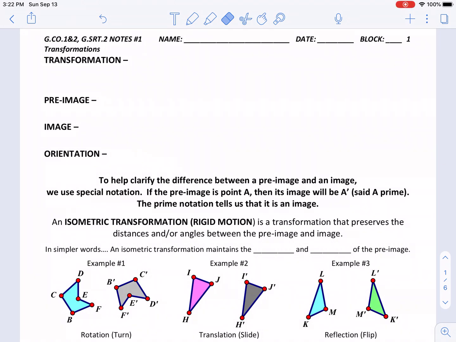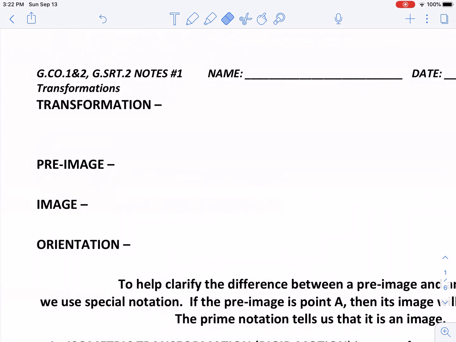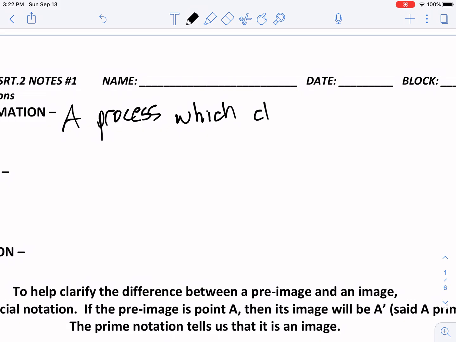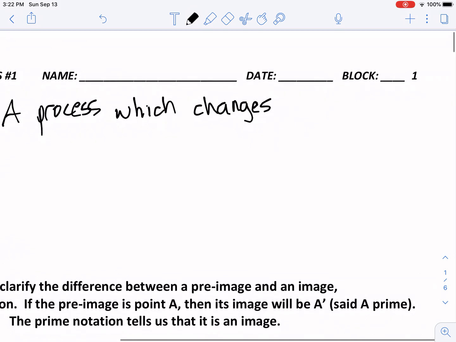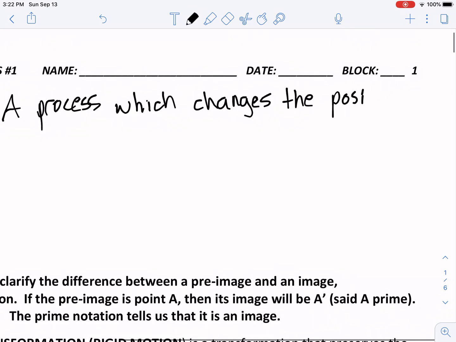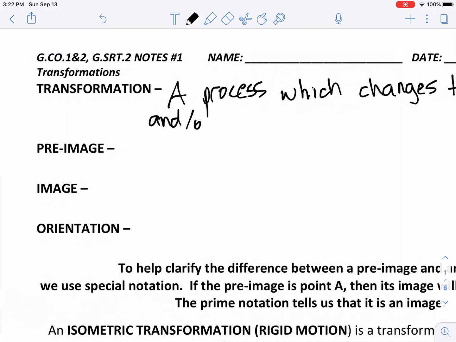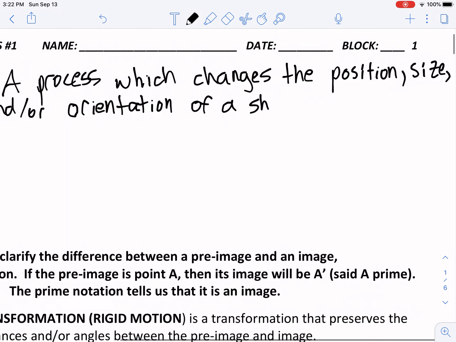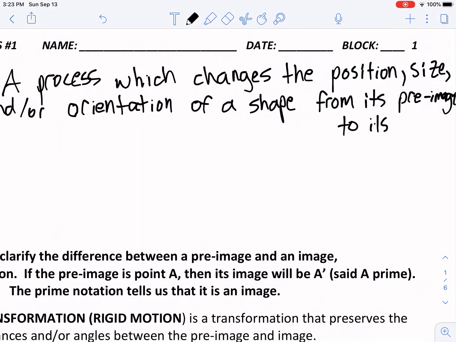All right, so what we're looking at here is transformations, okay? And what we mean by transformations, it's a process which changes the position, size, and or possibly the orientation of a shape from its pre-image, okay, the pre-image to its image.